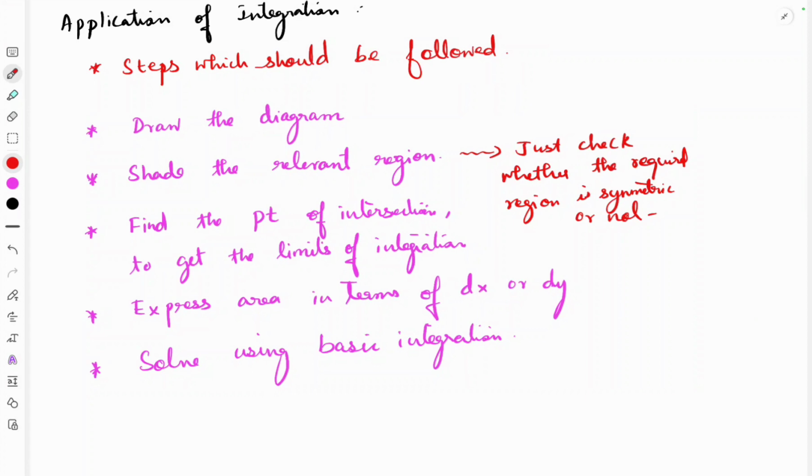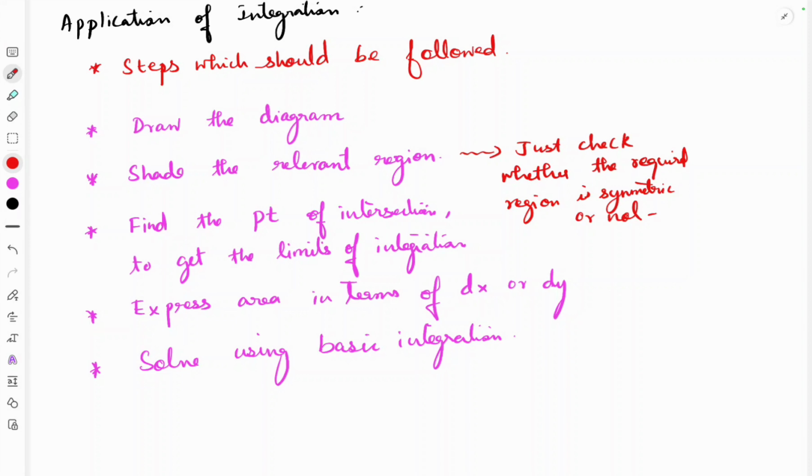Next, the second step is shade the relevant region. Whatever relevant region we have, some inequalities will be given in some questions. According to that, we have to shade the relevant region. So after shading, just check whether the required region is symmetric or not. It can be symmetric about x-axis or it can be symmetric about y-axis.